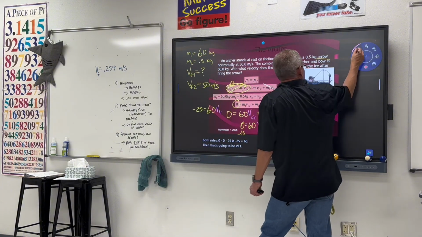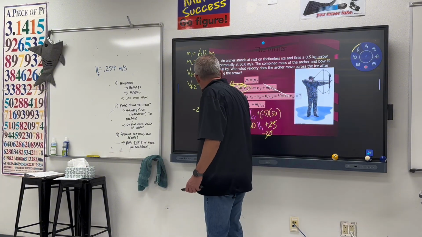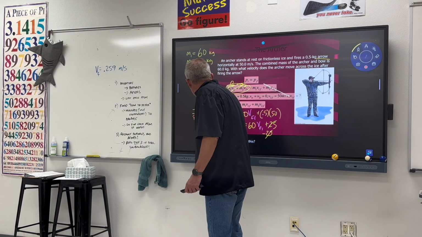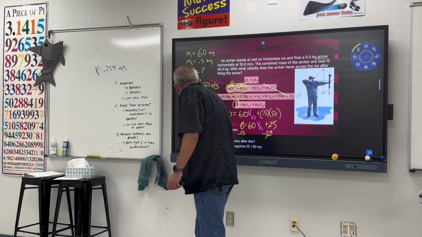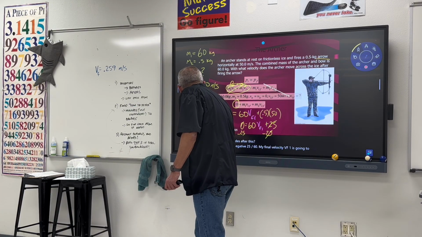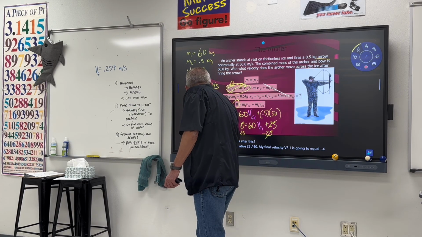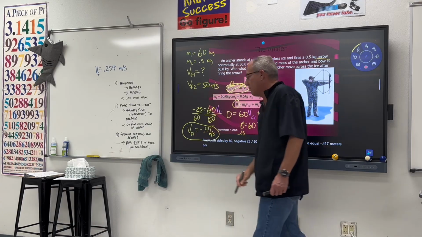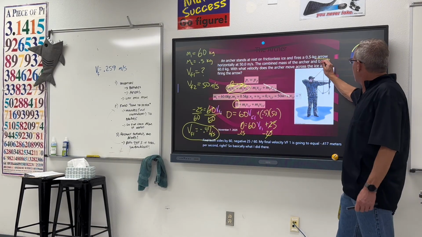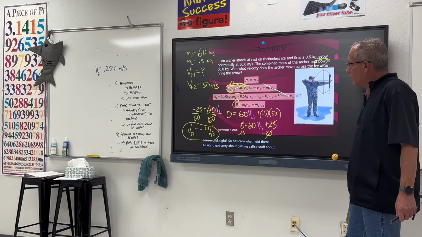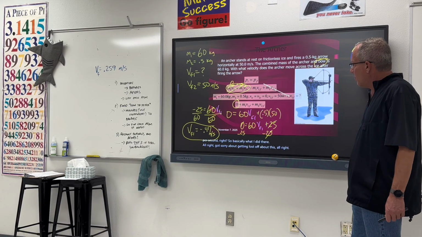What do I do to both sides after this? Divide both sides by 60. Negative 25 divided by 60. My final velocity, VF1, is going to equal negative 0.417 meters per second. All right, does everybody see what I did there? All right, sorry about getting crossed up about this. But pretty straightforward.